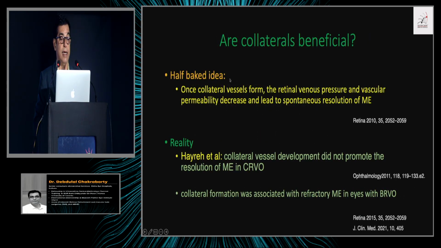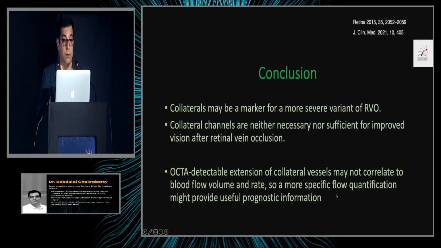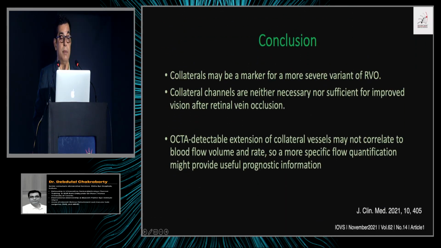Well, the half-baked idea was once collateral vessels form, retinal venous pressure and vascular permeability decrease and lead to spontaneous resolution of macular edema. However, some other articles say that collateral vessel development did not promote resolution of macular edema in CRVO, and collateral vessel formation was associated with refractory macular edema in BRVO. So to conclude, collaterals may be a marker of a more severe variant of RVO.